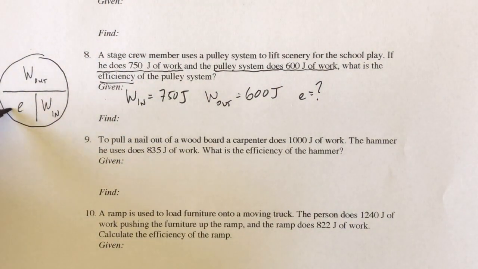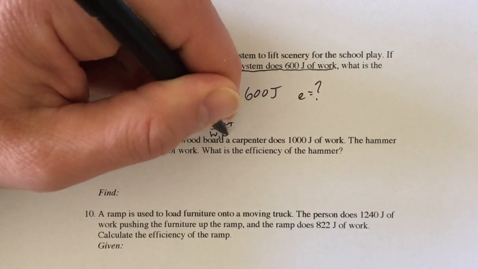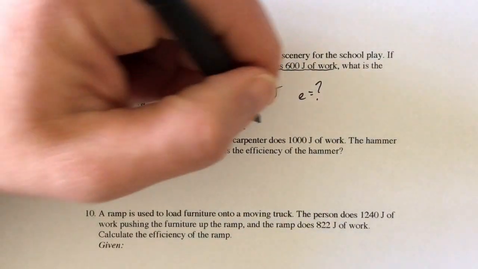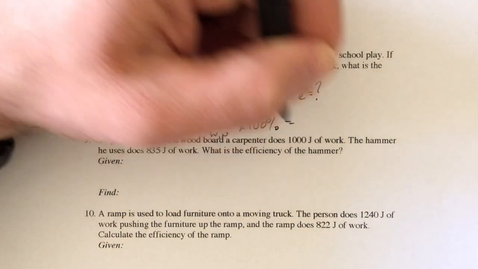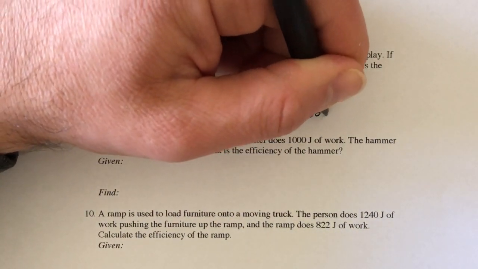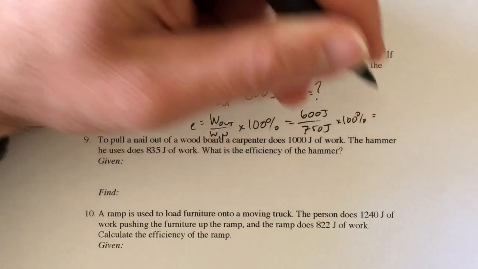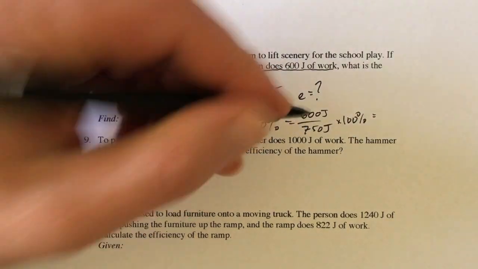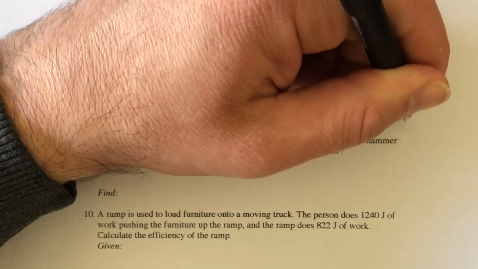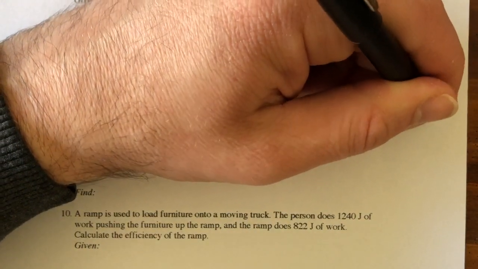All right, so we look at our equation right here. E equals work out over work in. And we have to multiply that by 100% because that's how we change that decimal number to a percentage. So we go work out, 600 joules over 750 joules, times 100%. Well, 600 divided by 750 is 4/5. That same thing is 0.8 times 100%, and that works out to be 80%.